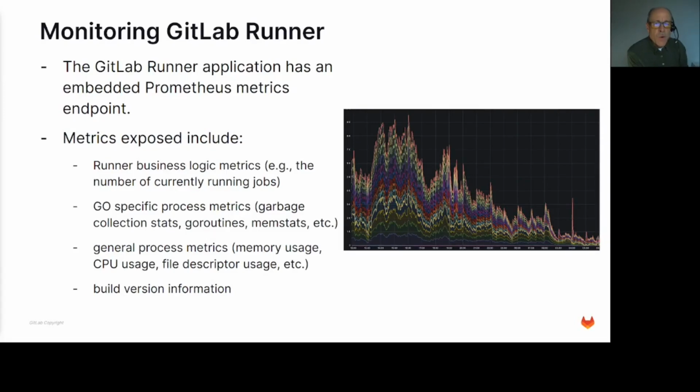One way to monitor runner workload and resource consumption is to use the Prometheus metrics endpoint, which is built into GitLab runners. These metrics provide a good starting point for characterizing runner load over time, as well as spotting trends.